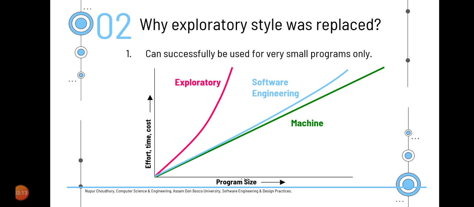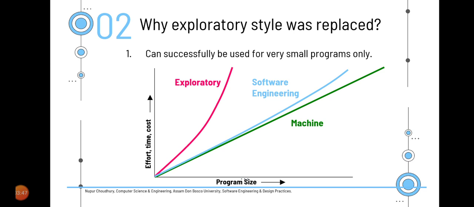If you look into this graph, this is basically a graph which represents the effort, time and cost that is invested in programming a software or writing down a particular program as compared to its program size. Understanding the plot, as the program size increases, you develop larger and larger programs and still keep using the exploratory style or the build and fix style.